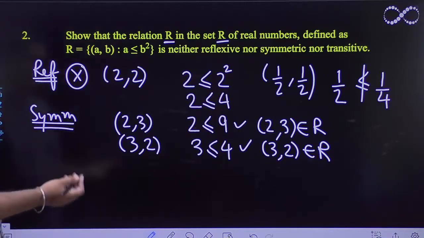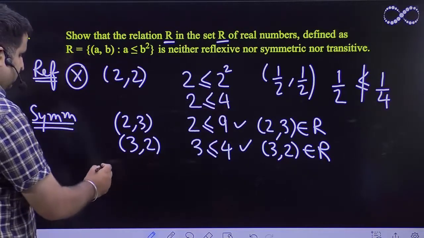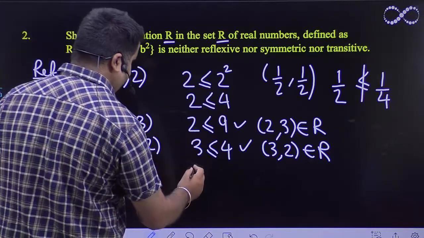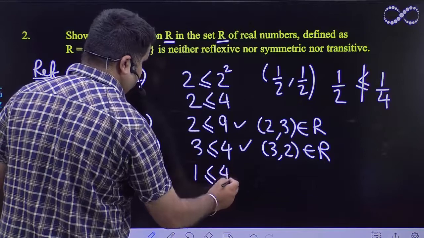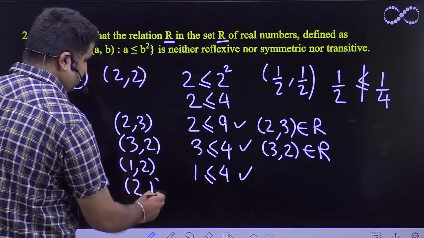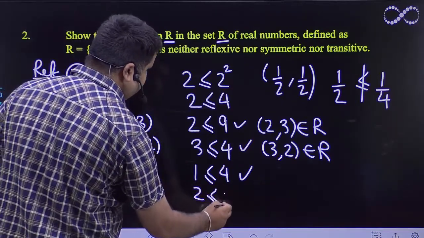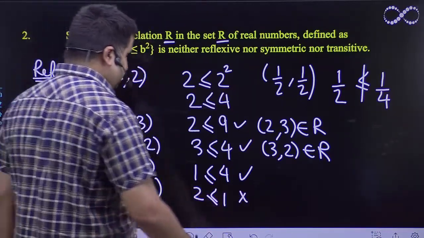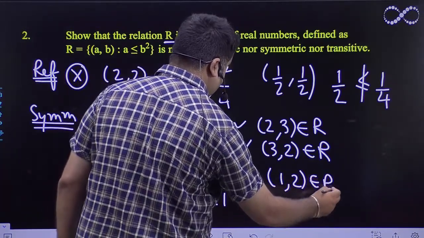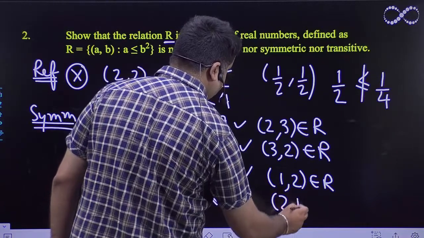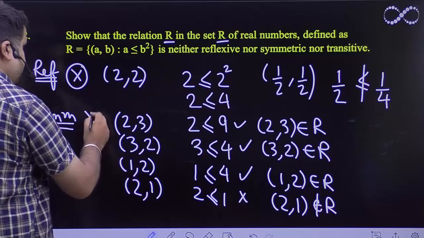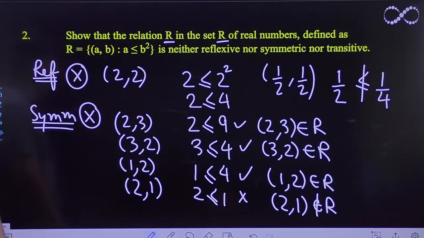So let's take another example. Let's say we take (1, 2). We have 1 is less than or equal to 4, which is true. But if we take (2, 1), 2 is less than or equal to 1, this is not true. So (1, 2) belongs to R, but (2, 1) does not belong to R. Therefore this is not a symmetric relation as well.